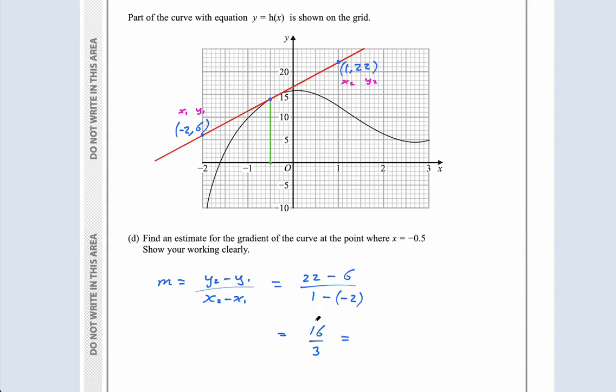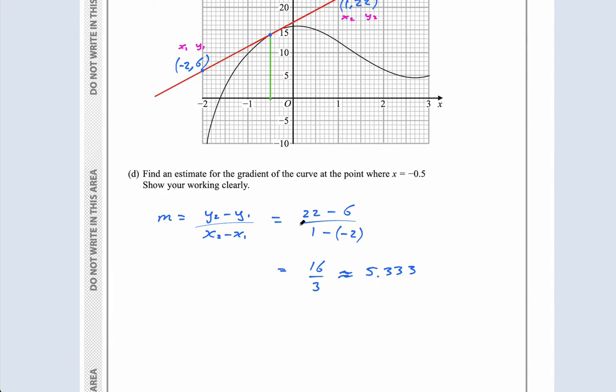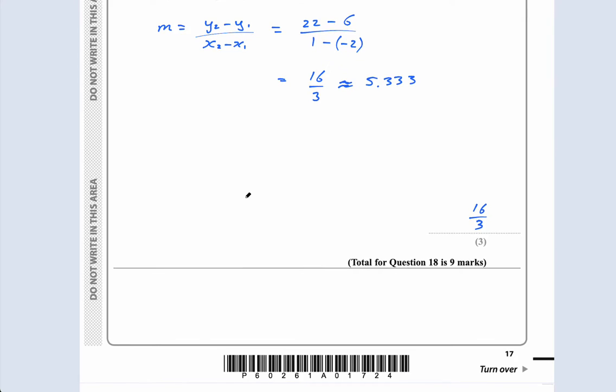And 16 divided by 3 is 5 1/3 if you want, or 5.333 whatever, or actually just leave it as 16/3, and that's fine because the mark scheme accepts anything between 5 and 7, so that's acceptable. I would actually prefer, guys, just 16/3 like that, because that is approximately equal to that. Okay, hope that makes sense, guys. Again, you will have a different line to me, you may have different points to me, but the concept is the same.